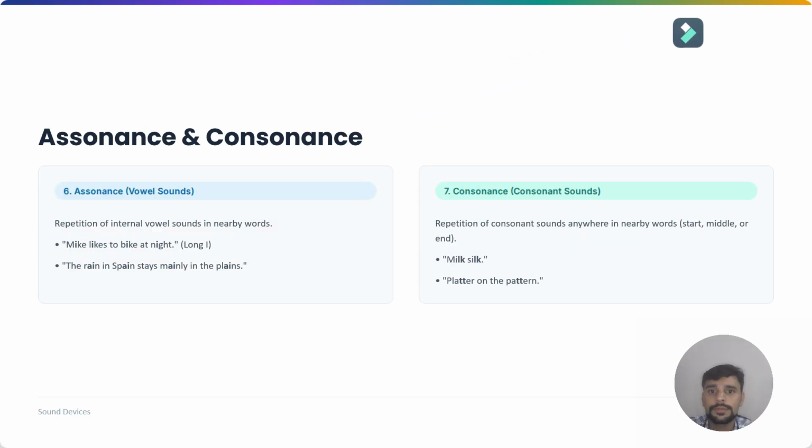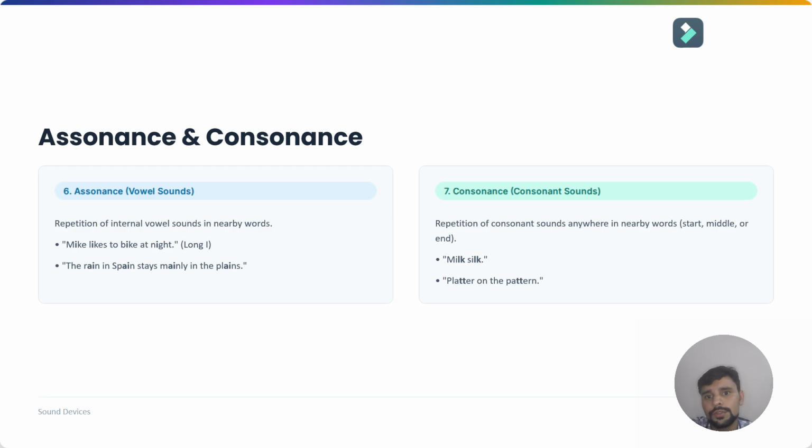Two terms that students often confuse are assonance and consonance. Let's make the distinction simple. Assonance is the repetition of vowel sounds and consonance is the repetition of consonant sounds. For example, "Mike likes to bike at night." Listen to the repeated long I sound. That's assonance. Another: "The rain in Spain stays mainly in the plains." Again, the repeated vowel sound creates musicality.